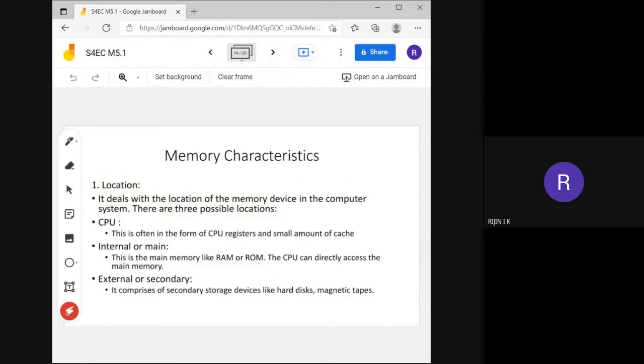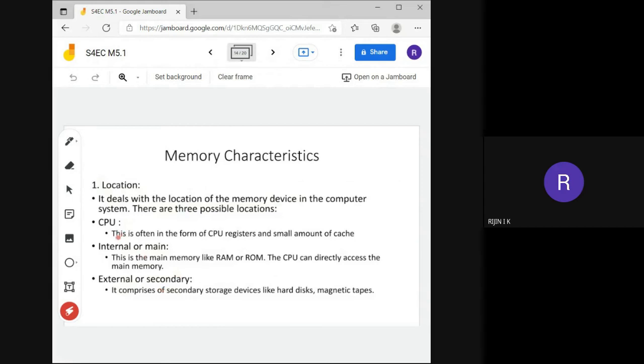Where are the memories located? One will be in the CPU. Another is internal or main memory. Then the next one is external or secondary memory. These are the three possible locations where the memories are: CPU, internal or main memory, and external or secondary.